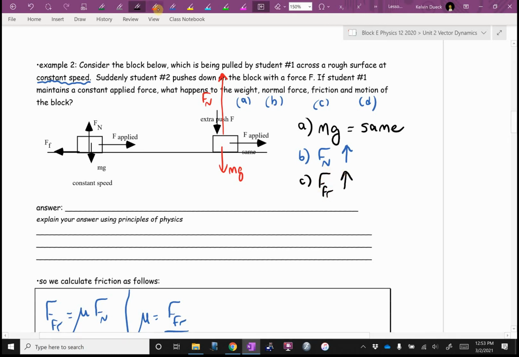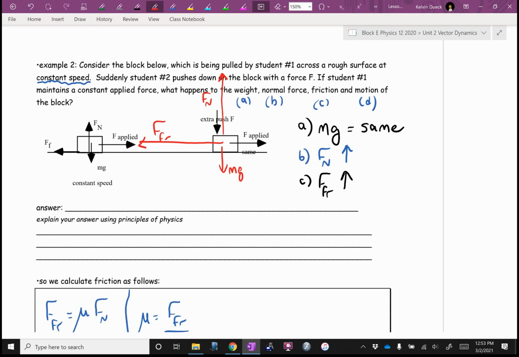So I'm going to add friction to my free body diagram, and you said it got bigger. So here's my question then. What happens to the motion of the block? Or in my free body diagram, which way are we accelerating? Left? So which way were we moving? To the right? But which way are we accelerating? So are we speeding up or slowing down? We're going to slow down and eventually come to a stop.